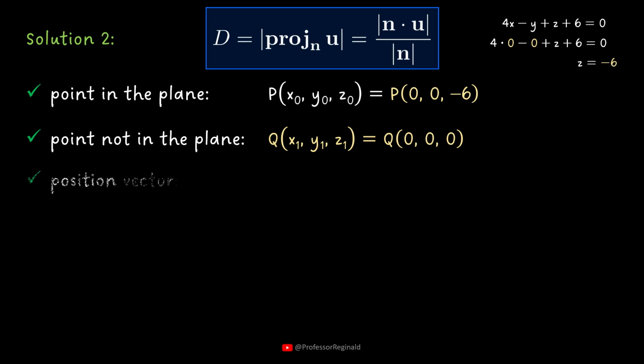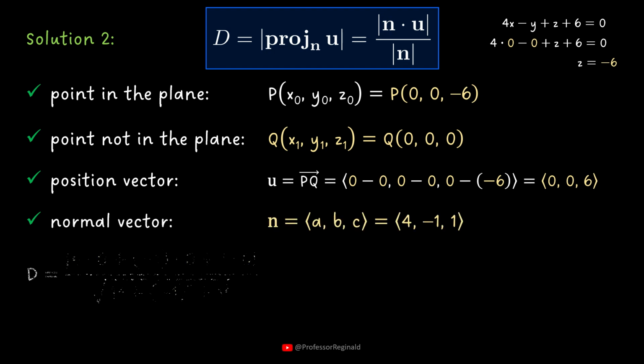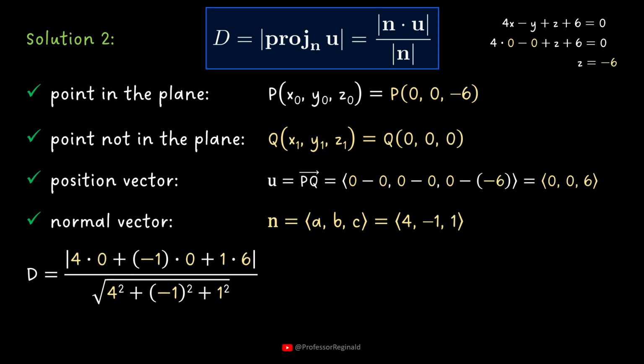The position vector of the point not in the plane with respect to the point in the plane is the vector from P to Q. Like in the previous solution, the normal vector can be extracted from the equation of the plane. Substitute the components of the normal and position vectors into the distance formula. Thus, the distance between the plane and the point is square root of 2.